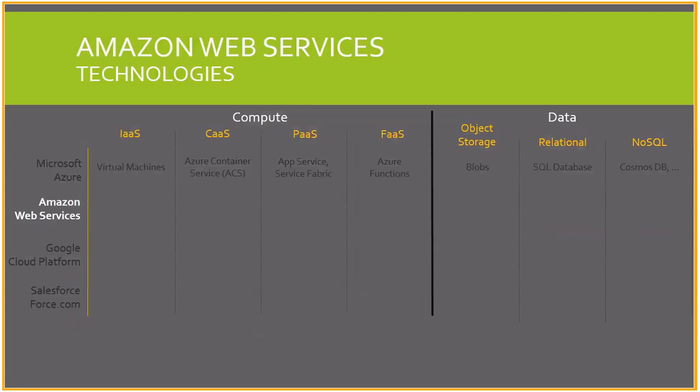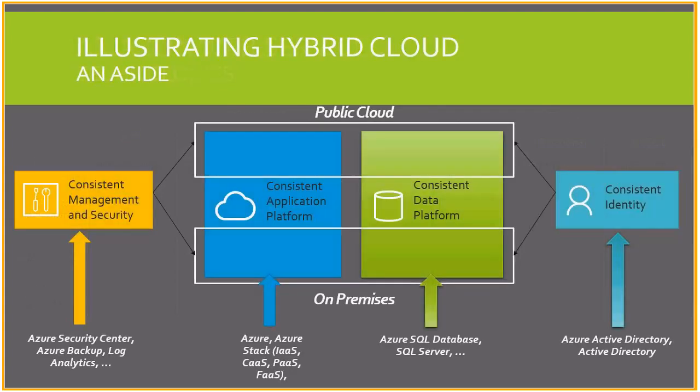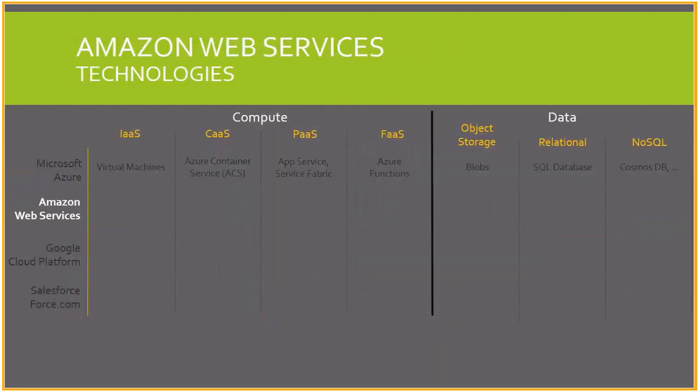Now we have talked about the Microsoft offering, all these things like infrastructure as a service, container as a service, platform as a service, function as a service, what options they have and how their hybrid cloud works. Then we have Amazon Web Services, which is again another leader in providing public cloud.